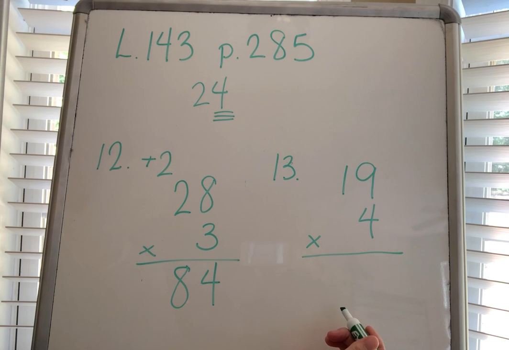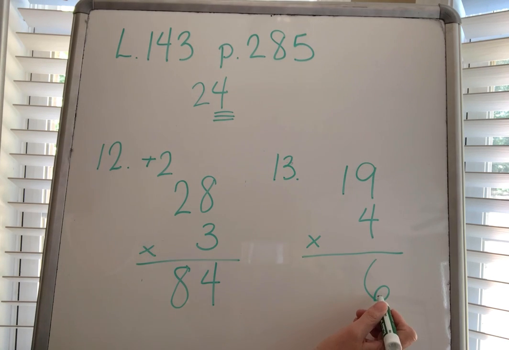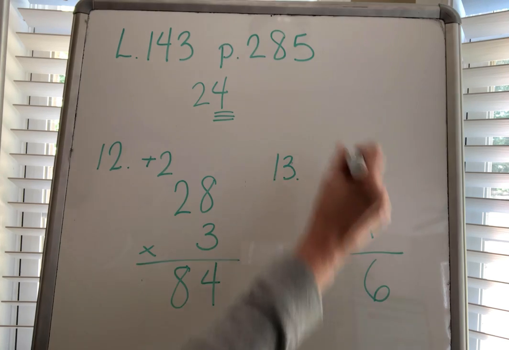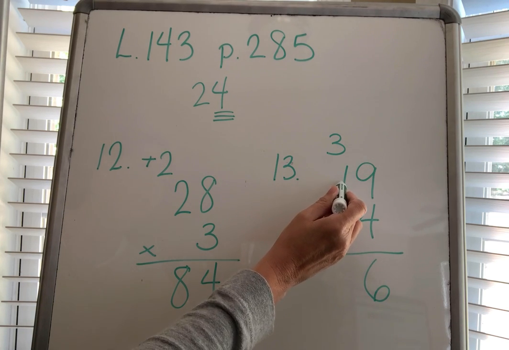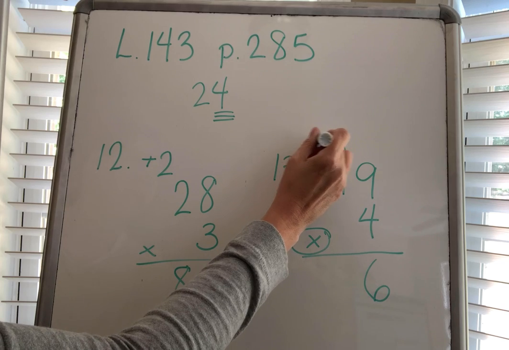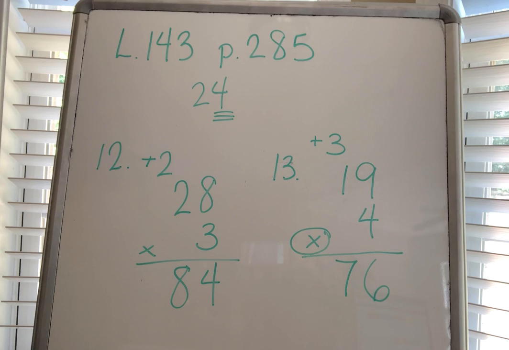4 times 9 is, do you got it? I hear it. 36. Okay, the 6 is going to be put in the ones place because it's in the ones place in the number 36. We're going to carry a 3. Okay, back to multiplying. 4 times 1 equals 4, plus 3 equals 7. So 19 times 4 equals 76.